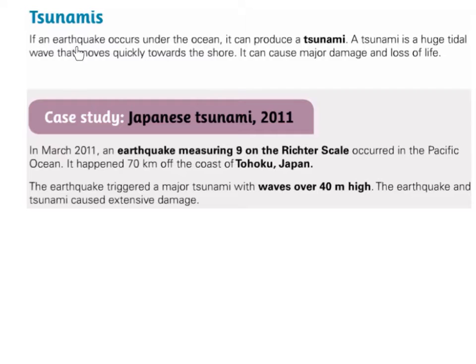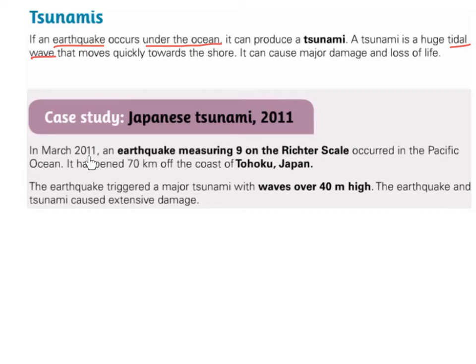Tsunamis. If an earthquake occurs under the ocean, it can produce a tsunami. A tsunami is a huge tidal wave that moves quickly towards the shore. It can cause major damage and loss of life. So the case study we're going to look at is the Japanese tsunami from 2011.